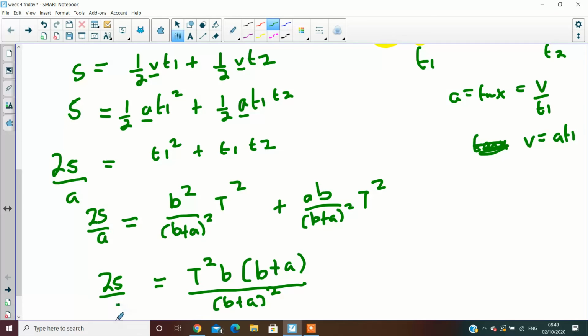Very close to being done, lads. Happy days. Cancels with that one. B plus A on the left is division of B plus A on the right is multiplication of B plus A on the left. Multiplication of B on the right is division of B on the left. And finally, what do you do? Square both sides.